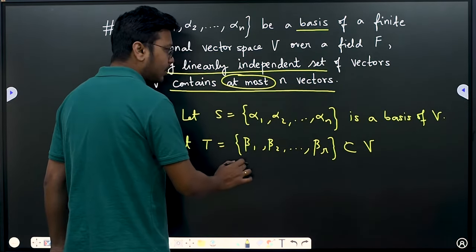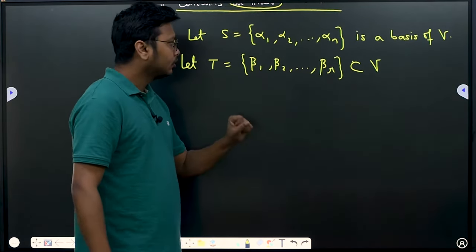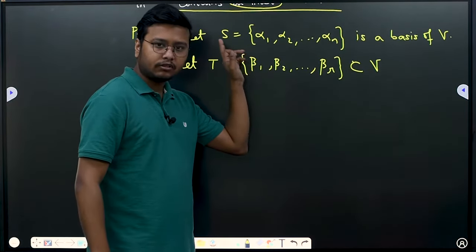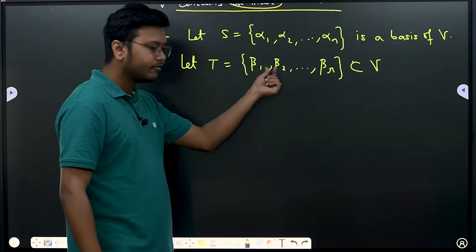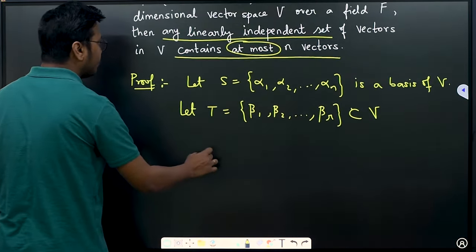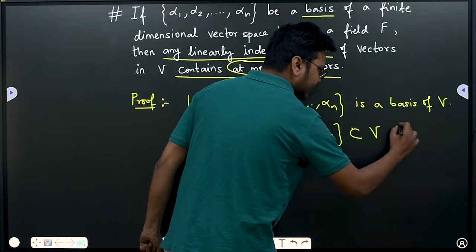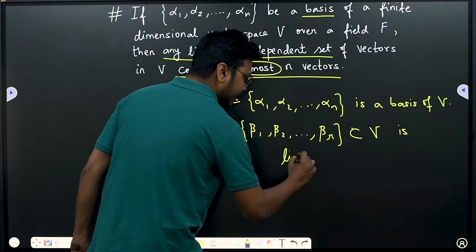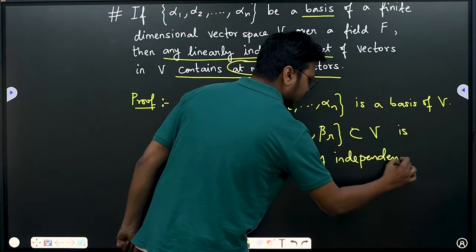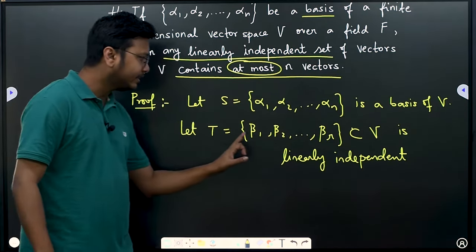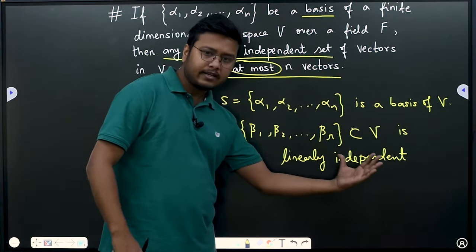Okay. Now, since the S set is a basis, any linear combination of the S set will create the elements of the T set. Let me specify one more thing, that the T set I've taken, let me say that this T is linearly independent. So I have taken the T set in this manner, containing r number of vectors, and I am considering that it is linearly independent.